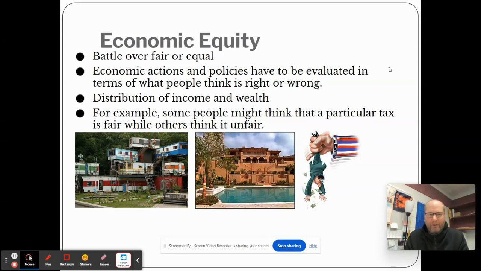And then the last bullet point. For example, some people might think that a particular tax is fair while others think it is unfair. Okay, we've got different people that think differently about those issues.